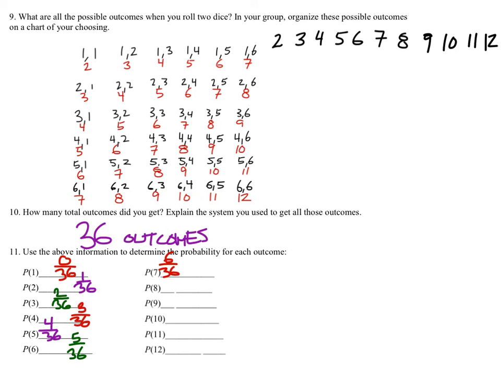8s? 5 out of 36. 9s? 4 out of 36. All right, what about 10? 3 out of 36. 11. 2 out of 36. And 12. 1 out of 36.